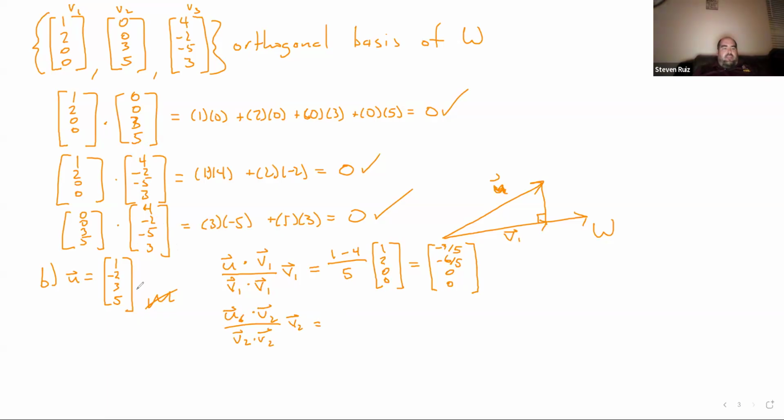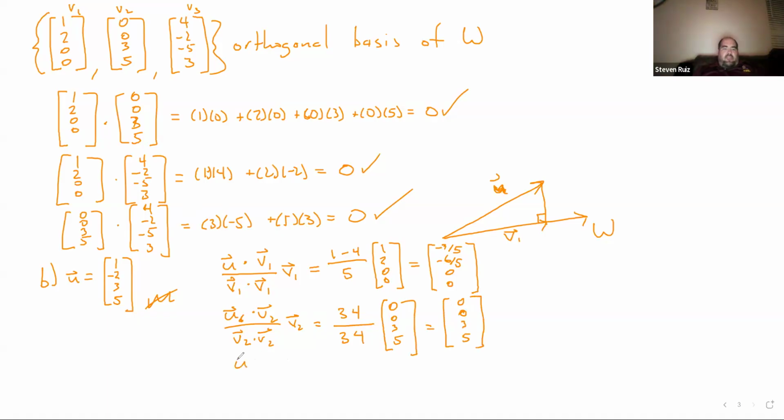That dot product is going to be 3 times 3 plus 5 times 5, so 34, over v2 dot v2, which is also going to be 34. So this one's a little simpler. Again, I'm looking for the linear combination of the vectors v1, v2, and v3 that I want. The multiple of v2 that I want is simply going to be 1. So this is going to give me 0, 0, 3, 5.